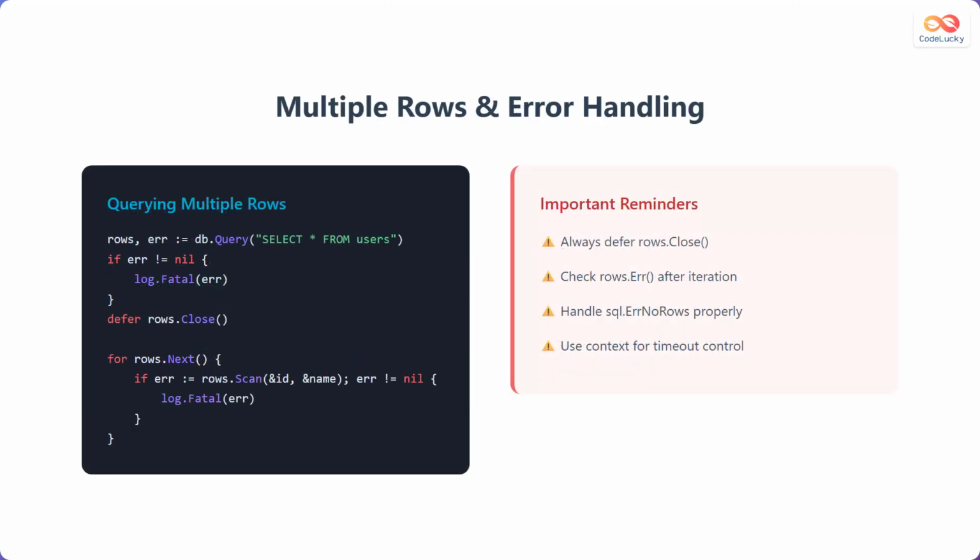Next, let's discuss how to handle multiple rows and error handling. The code here shows an example of querying multiple rows. We call db.Query, passing in our query. If there's an error, log a fatal error. Then we defer rows.Close. Then we iterate through the rows. Inside, we call rows.Scan, passing in the address of id and the address of name. If there is an error, log a fatal error. Always defer rows.Close. Check rows.Err after iteration. Handle sql.ErrNoRows properly and use context for timeout control.